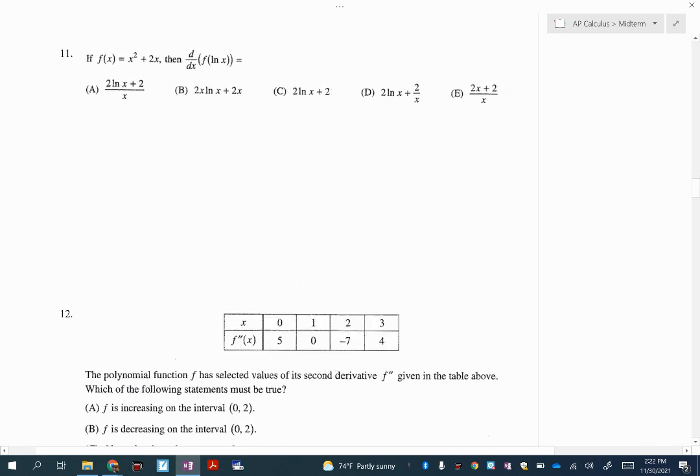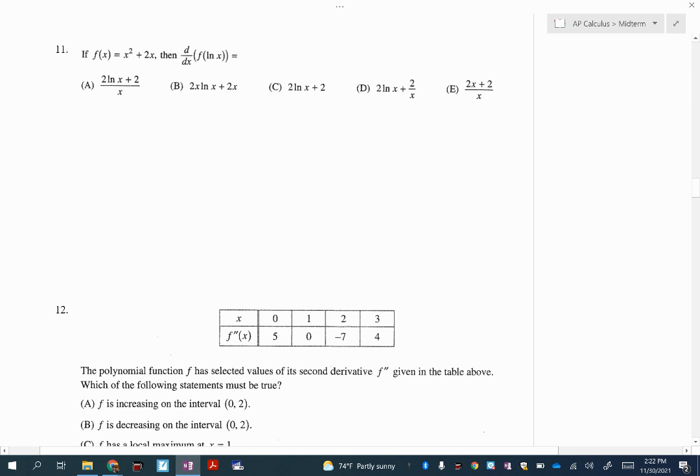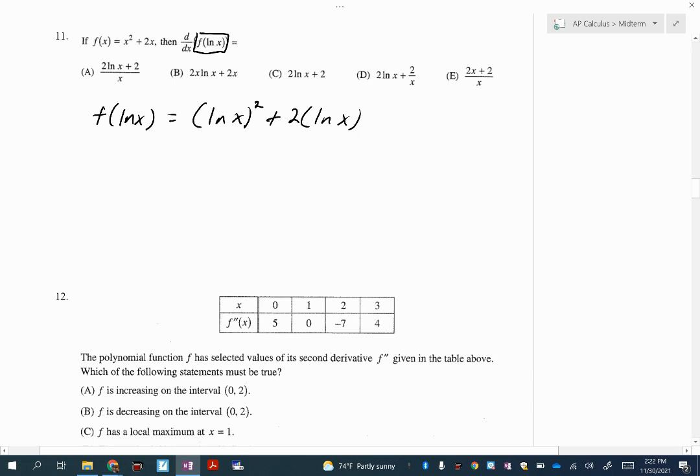All right, number 11. Number 11 says to find the derivative of f of the natural log of x. Well, I first need to find f of the natural log of x. So I'm going to plug in the natural log of x wherever I see x. And then I need to find the derivative of that. So the derivative of the natural log of x squared plus 2 times the natural log of x.